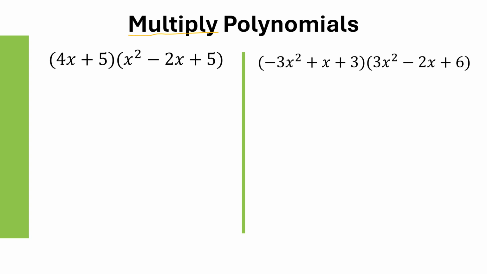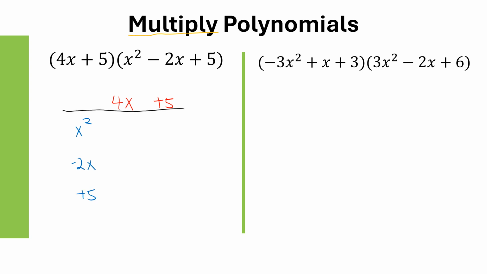So I'm going to write that as my two columns. So I have 4x and then plus 5. And then in my second parentheses, I have three terms, so those are going to be my rows. So I have x squared minus 2x and then plus 5.